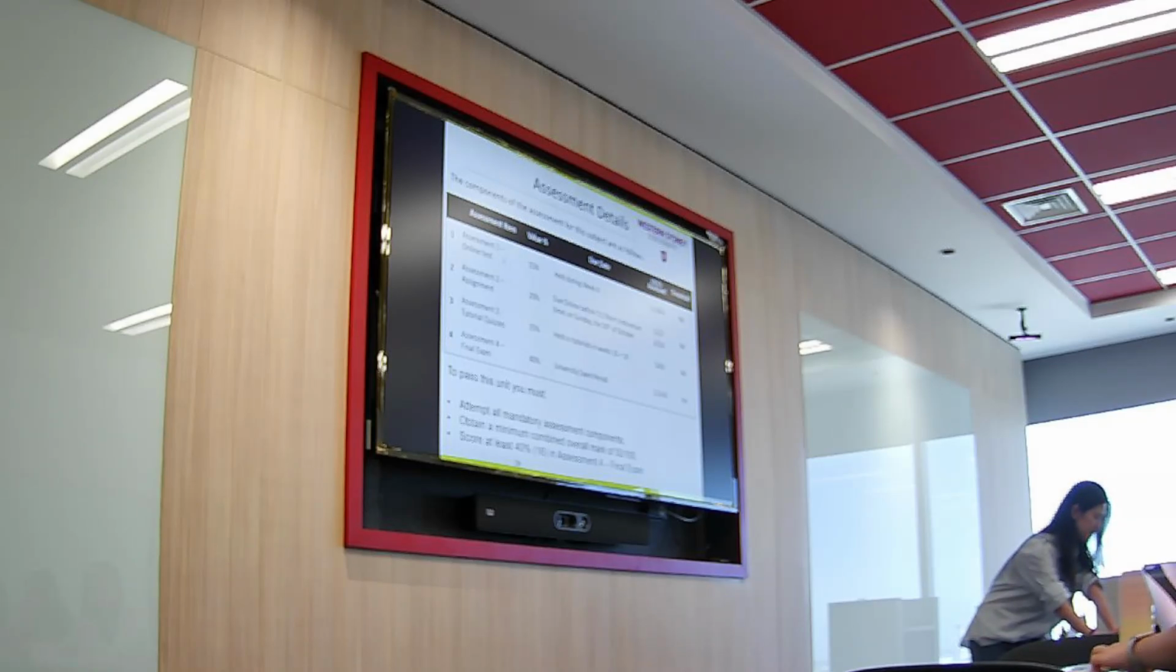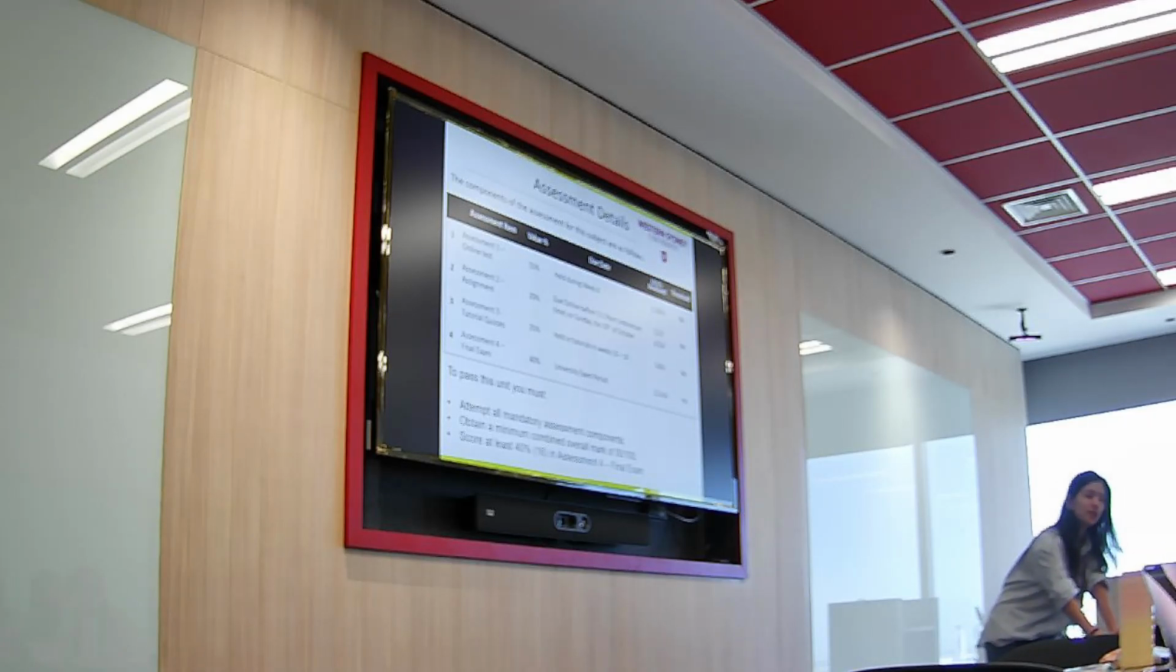Then you have, this is quite important. You have 4 assessments. The first one, you will have online tests. So you do it by yourself, every student. This is not a group quiz, so it is individual. And the weight is 15%. So after week 4. Okay?